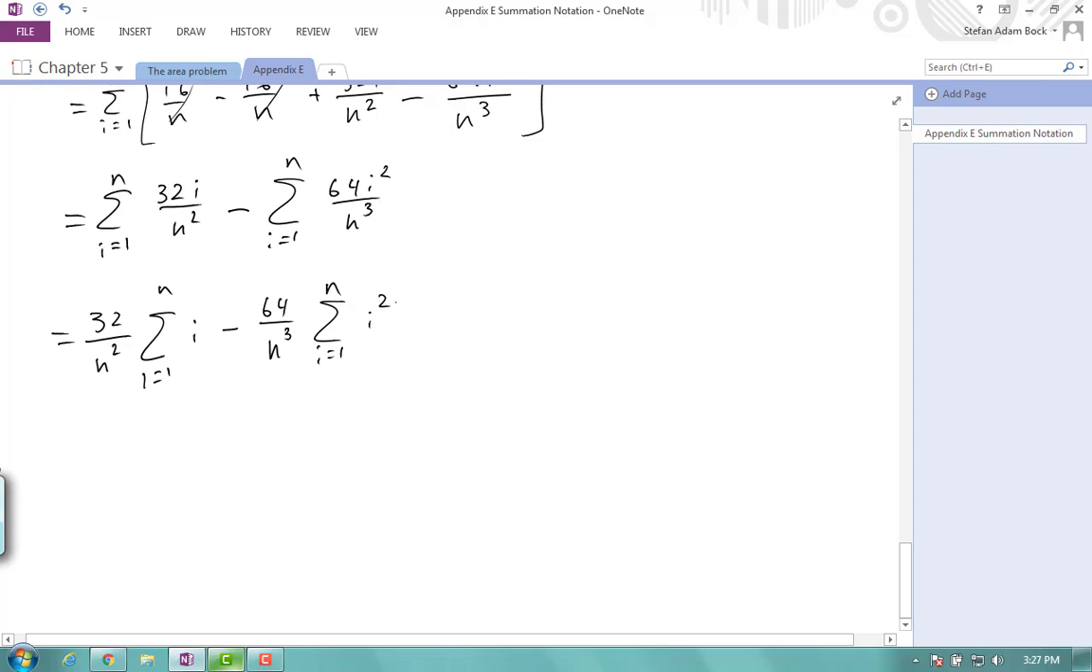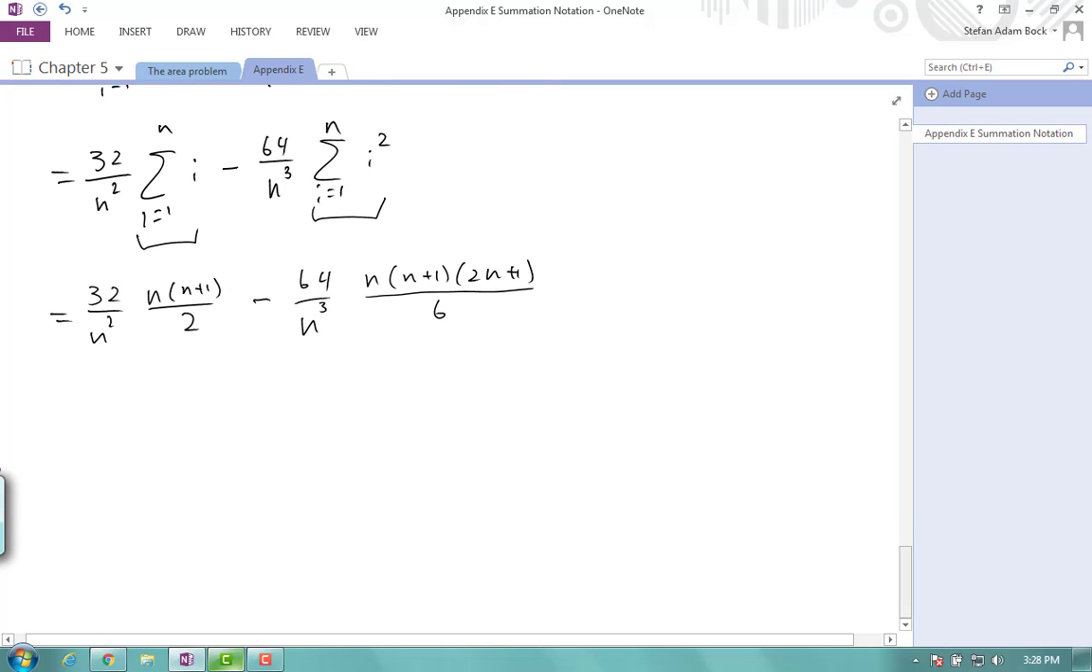Now I have facts for these. These are equal to something. So I have 32 over n squared times the sum of i, that's equal to n times n plus 1 all over 2. Then 64 over n cubed times the sum of i squared, that was equal to n times n plus 1 times 2n plus 1 all over 6. I can simplify these a little bit.